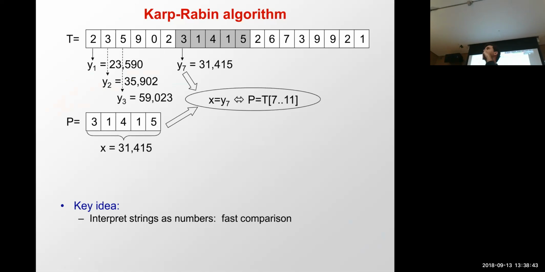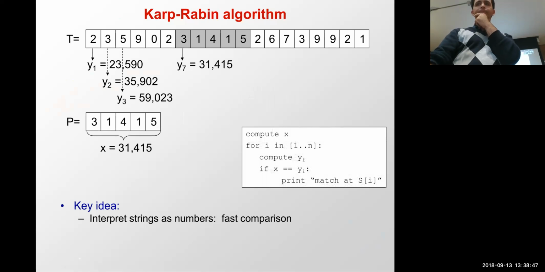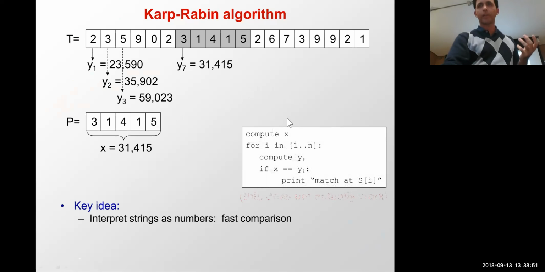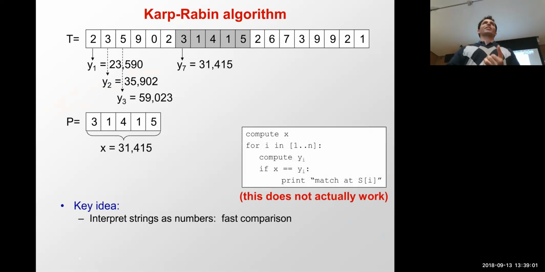2 people, 3 people, 4, 5. Okay. So here's the code. I'm computing x, and then for every position, I compute y, and if x equals y, I print the match. Okay? Sounds great, right? This doesn't work. So why doesn't it work? 3 hands, 4 hands up. Right. Why doesn't it work?